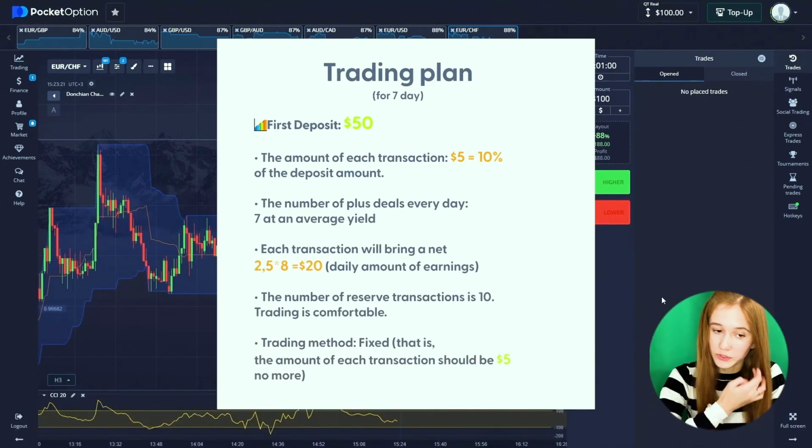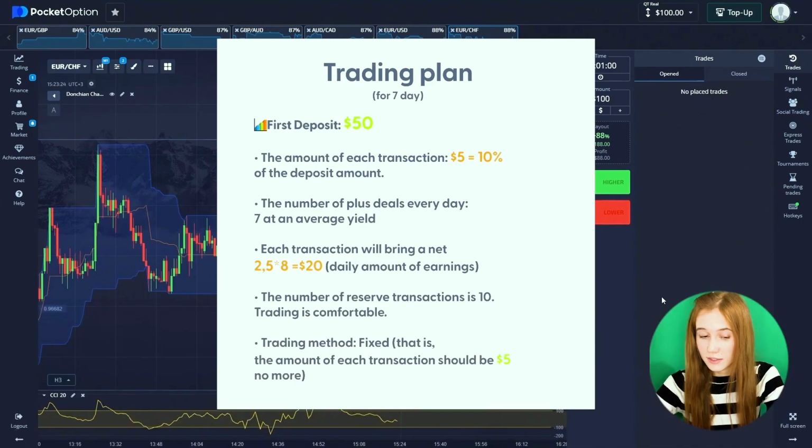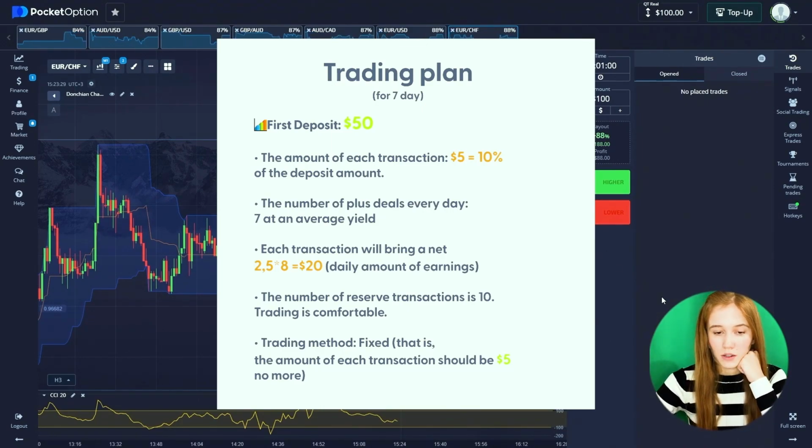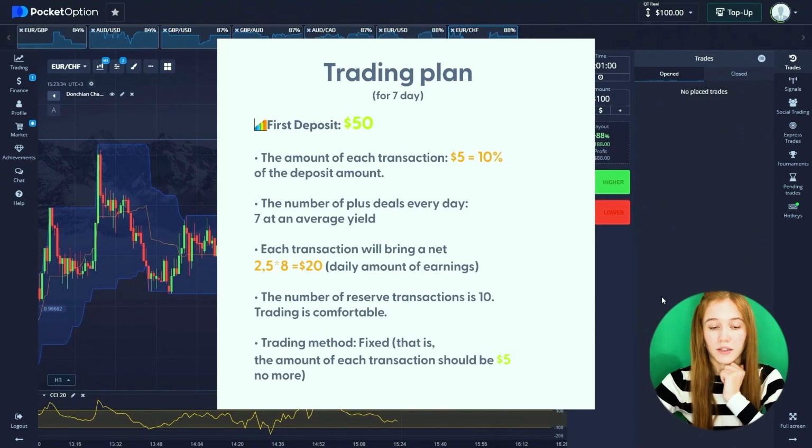So, more useful information I want to tell you about this table. It's a trading plan, and it indicates what you can get. It's a working plan and I decided to take it as an example. This trading plan is mainly designed for a week, but we also have trading plans for 2 weeks, 3 weeks, a month, and so on. The trading plan indicates what your first deposit is. The first deposit is $50.